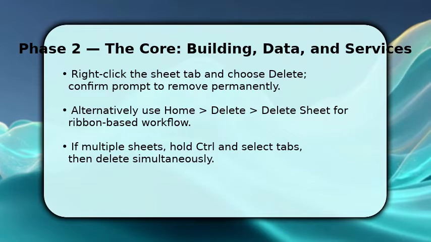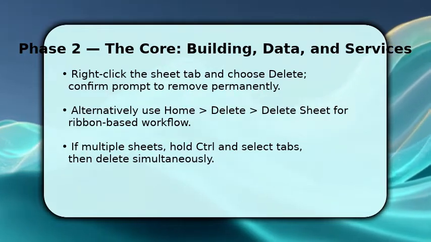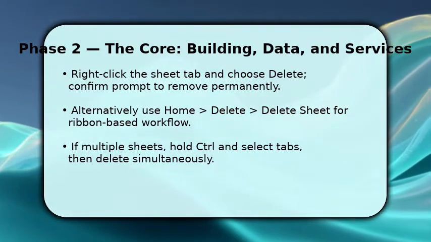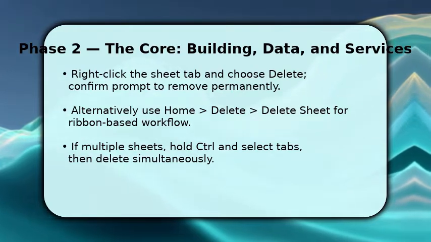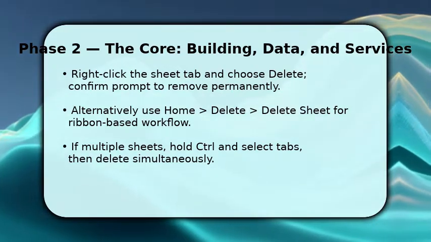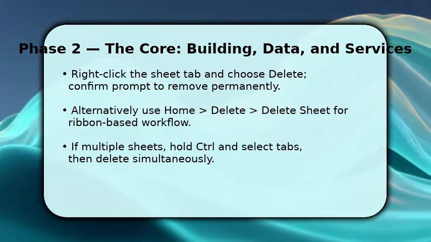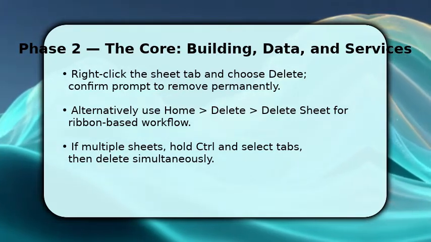You now perform the deletion itself. Right-click the Active Sheet tab and choose Delete, then confirm the prompt. Excel removes the sheet and its cells immediately. Once done, you can also use Home Delete Sheet on the ribbon if you prefer menu commands.